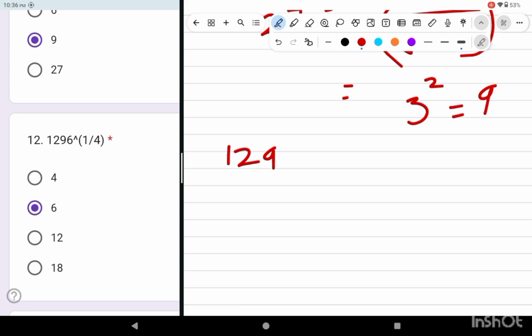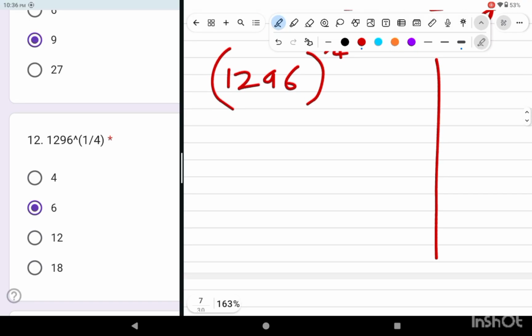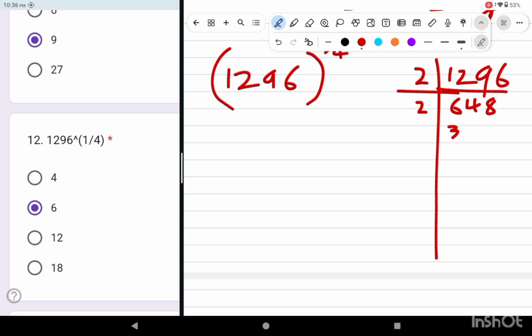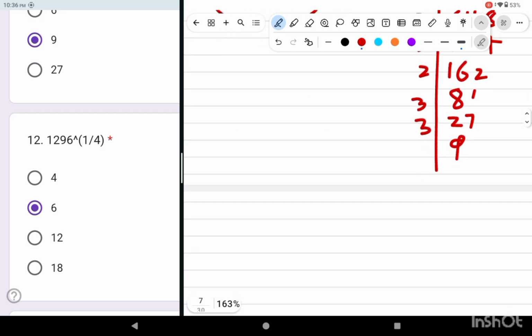1296 raised to power 1 over 4. For this question, we need to find a way of writing 1296 in index form. This will take us to prime factorization. We can use 2 to divide 1296, that gives us 648. 2 can still go, that gives us 324. 2 can still divide, that gives us 162. 2 can divide 81. 3 can divide 27. 3 can divide 27, that gives us 9. 3 can divide 9, that gives us 3. And 3 can divide 3, that gives us 1.